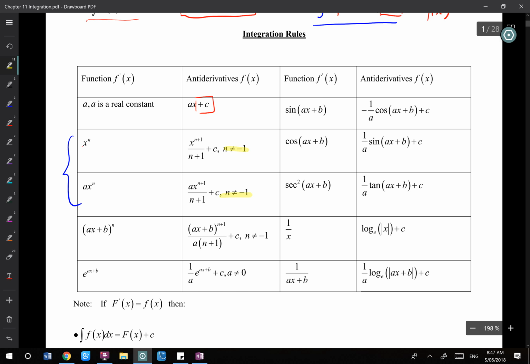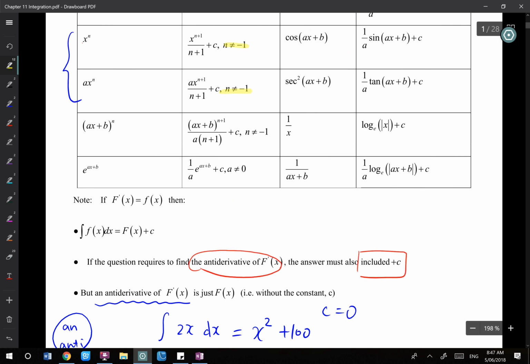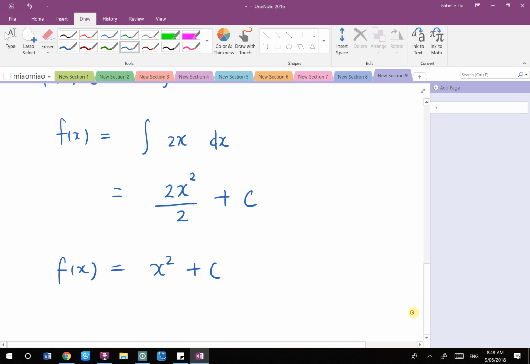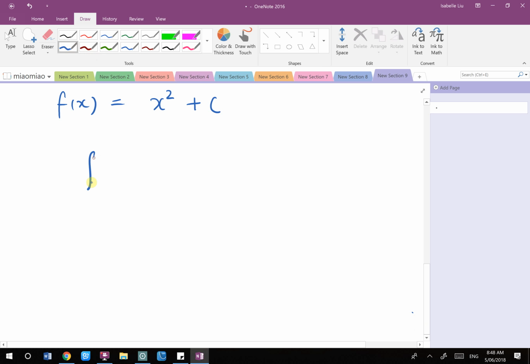n can't be negative 1. When n is negative 1, for example, I ask you to anti-differentiate x to the power of minus 1 or 4x to the power of minus 1, doesn't matter, I can't use this rule to do it. Why can't I use this rule? If I increase the power by 1, that becomes 0, right? And then I would divide by 0. Undefined. I can't use this rule for n equals negative 1.